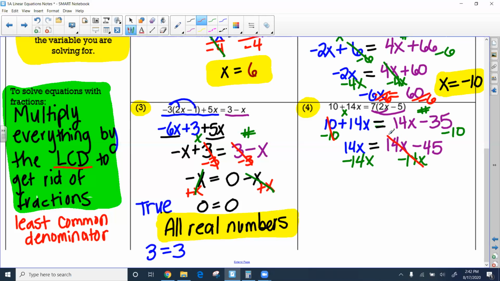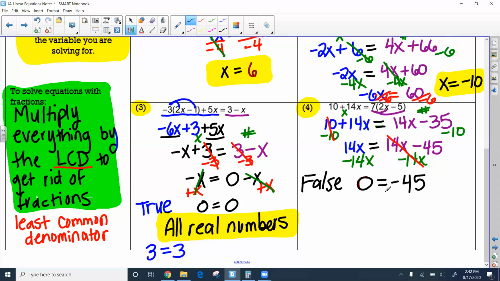So now I got rid of the 14x on the right. But notice what happened on the left as well. On the left, I had 14x minus 14x, which gives me a 0. The variable eliminates, and I'm just left with 0. And on the right, I'm left with negative 45. So we have 0 equals negative 45. Now, if your variable eliminates, ask yourself if you're left with a true statement or a false statement. So is 0 equal to negative 45? Definitely not. This is a false statement.